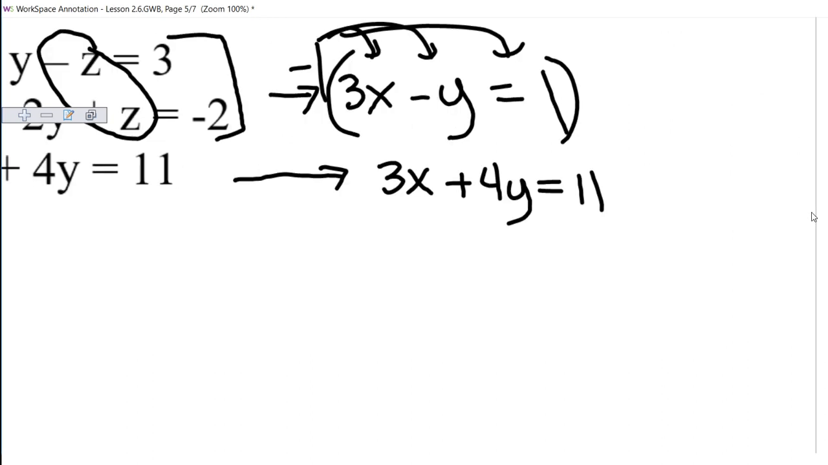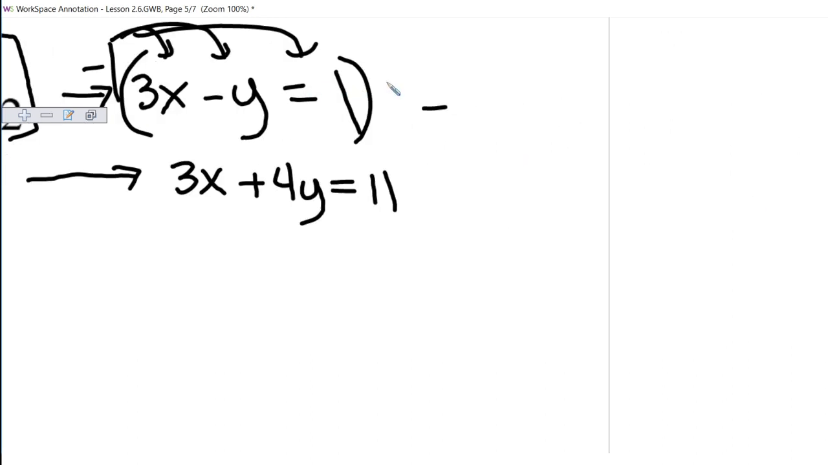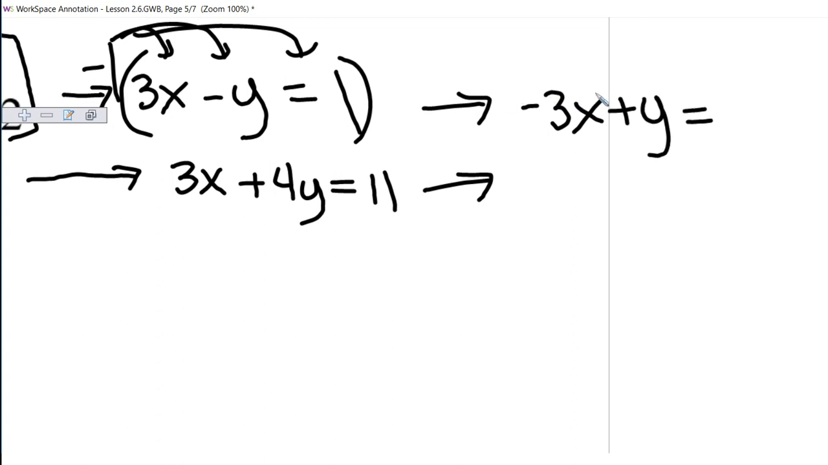Now, I have room to keep going to the side, so I'll do that. I'll distribute the negative 1. So what's negative 1 times 3x? Negative 3x. What's negative 1 times negative y? Positive y. And negative 1 times positive 1? Negative 1. The bottom equation, does it change? No, so keep it. 3x plus 4y equals 11.